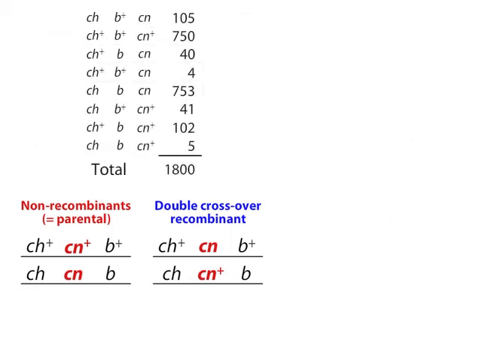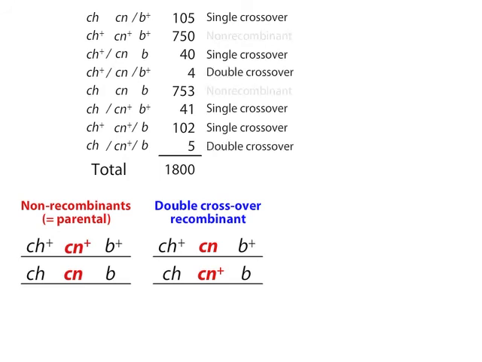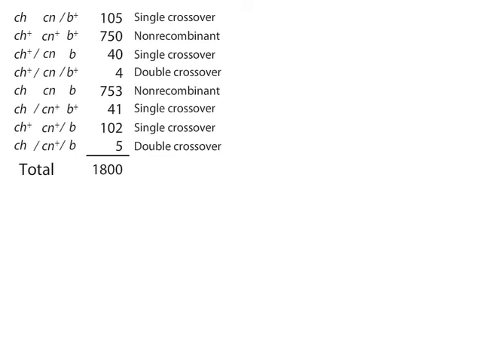Let's adjust the progeny table to reflect the correct order of the three genes. A slash between loci indicates that there has been a crossover. We can identify single crossover classes, as well as the double crossover classes and non-recombinants that we noted earlier. Now we can calculate the distance or recombination frequency between any two genes.